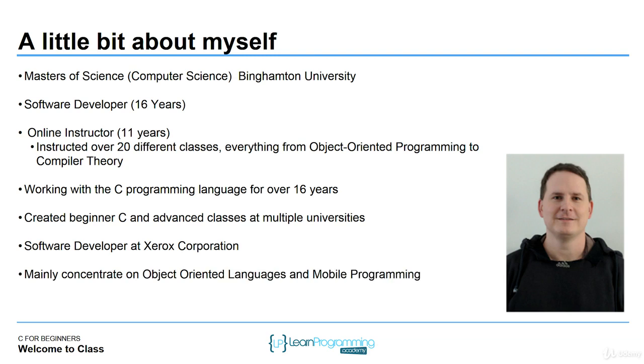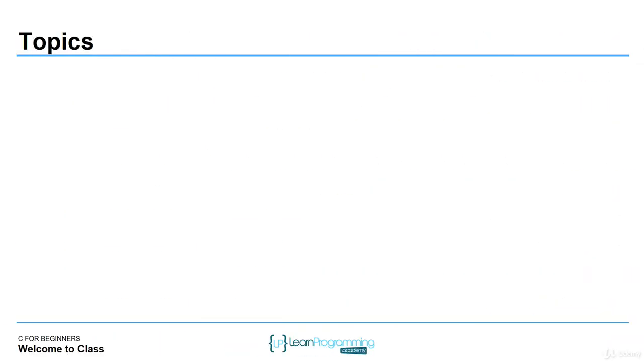I mainly concentrate on object-oriented languages and mobile programming. This is what I love to do, so things like C++ and Java. But the C language is really what I have my expertise in. I also focus on writing high-quality code. This is a vital, important concept that I'm going to emphasize throughout the course. I want you guys to focus on writing good code, not just writing code that works, but writing good code that will make the maintenance of the program much easier. So some of the topics we're going to cover in the class include the following.